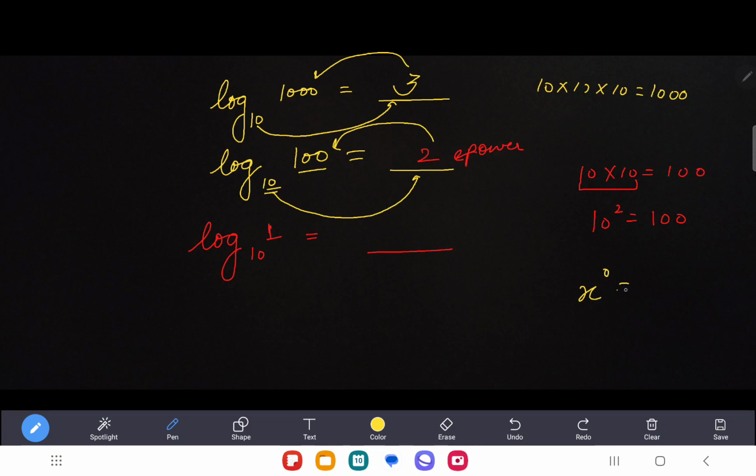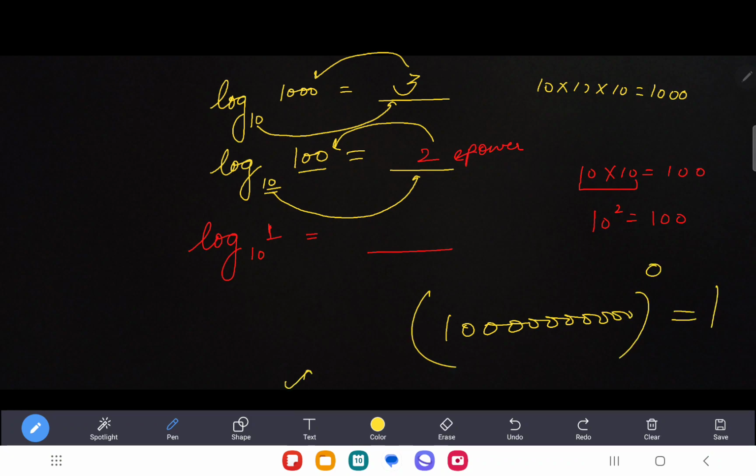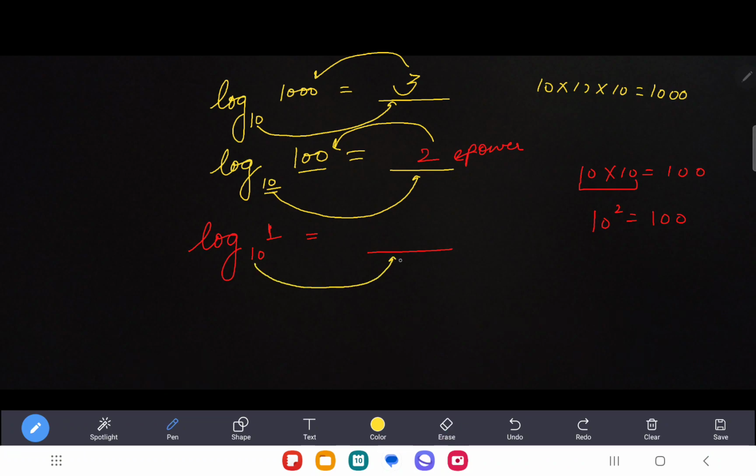Understand, anything raised to power 0 is 1. Even if you do any big number raised to power 0, the answer shall be 1. You must have done that. Anything raised to power 0 is 1. So how do we solve this? You tell me, 10 raised to power what should give me 1? So the question is asking you 10 raised to power what should give me 1. So 1 is nothing but 10 raised to power 0. So x should be 0.